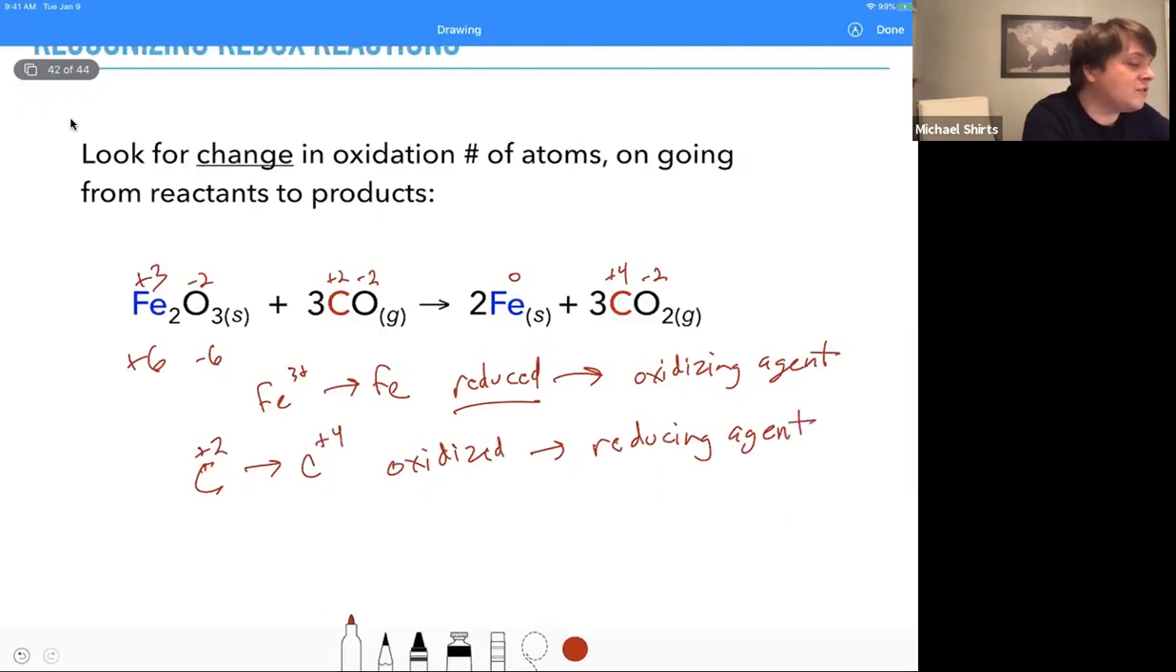It's the reducing agent. You could also say that carbon monoxide, CO, is the reducing agent. They're both different ways of saying the same thing. Either it's the element whose oxidation number is changing that's the reducing agent, or the compound in which the atom has a change of oxidation number. So you could say either carbon is oxidized and therefore is the reducing agent, or carbon monoxide is oxidized. It goes from CO to CO2, and therefore it is the reducing agent.